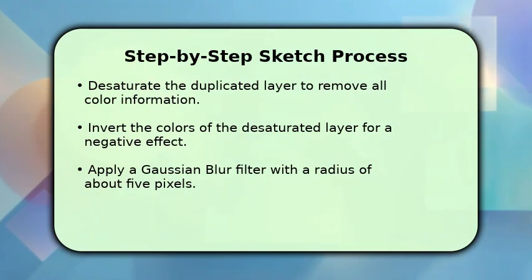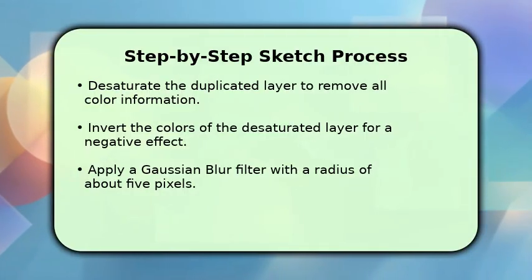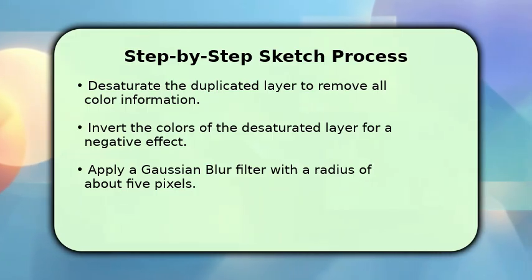Now let's dive into the step-by-step process. First, desaturate your duplicated layer completely, removing all color. Then, invert the colors of this layer, which will create a negative image.